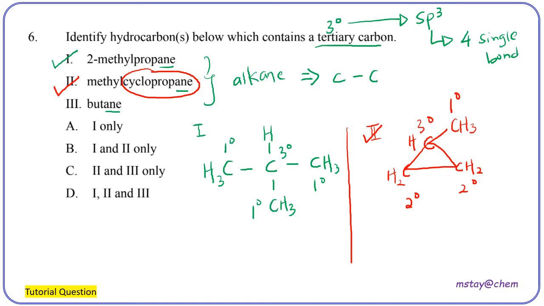Next one is butane. Butane consists of 4 carbons: CH3, CH2, CH2, and CH3. Primary carbon, secondary carbon, secondary carbon, and primary carbon. So from here we know that butane does not have a tertiary carbon. So the answer for this question is 1 and 2 only, which is B.